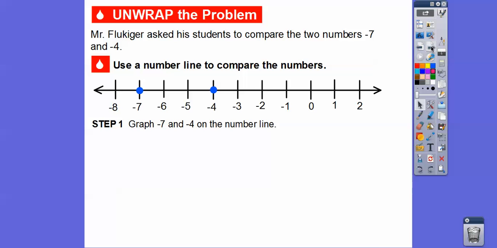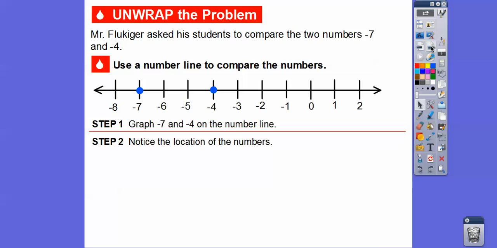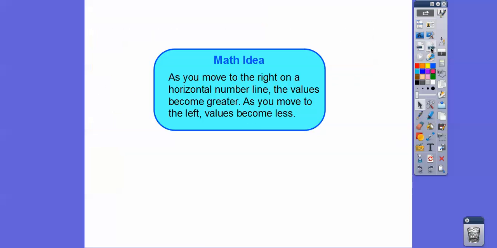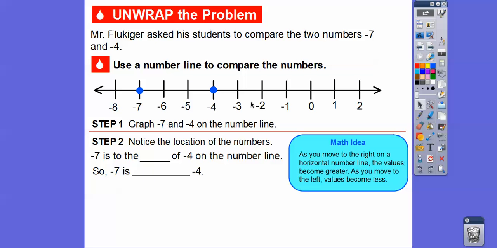Okay, it's important to know where they are located on the number line so we can see which one is bigger than the other. We're going to notice the locations right here. Can you see -7 is to the left and -4 is to the right? Negatives kind of work backwards when you're talking about greater than. On a number line, as you move to the right, the values become greater, and as you move to the left, the values become less. So we have to see which one's to the left and which one's to the right.